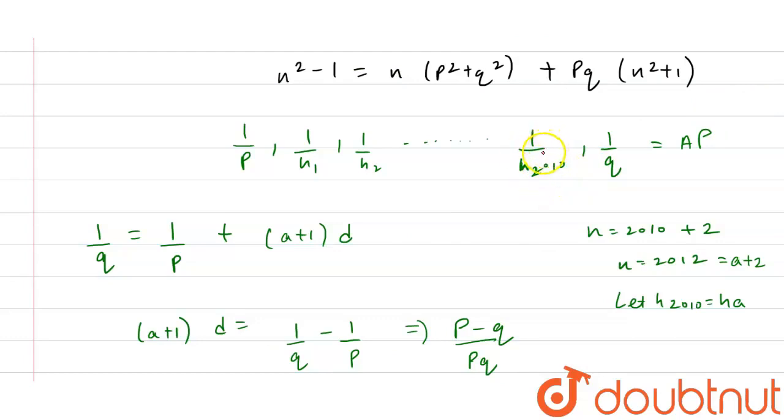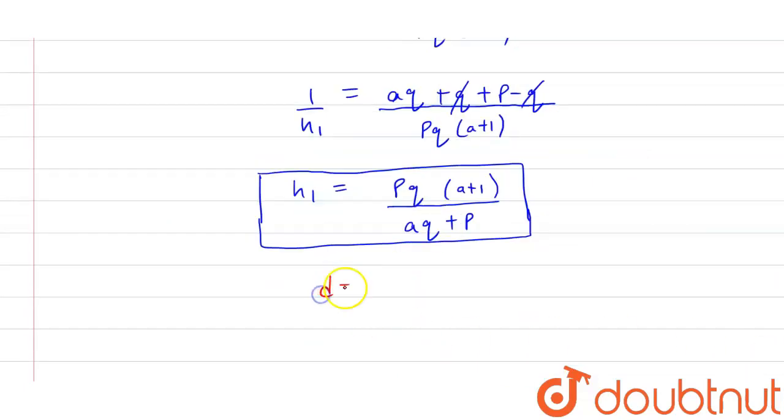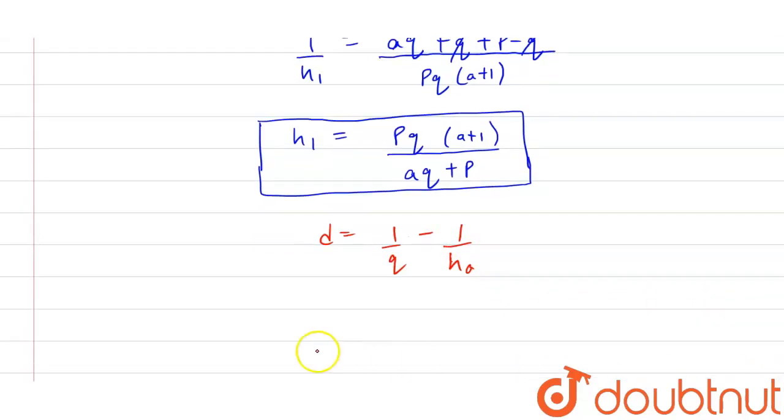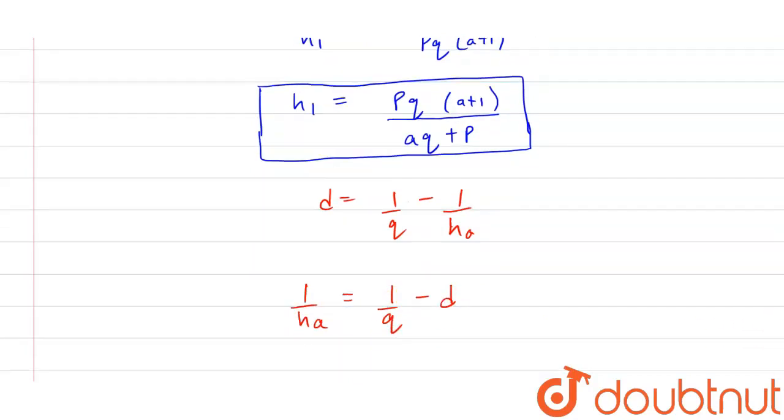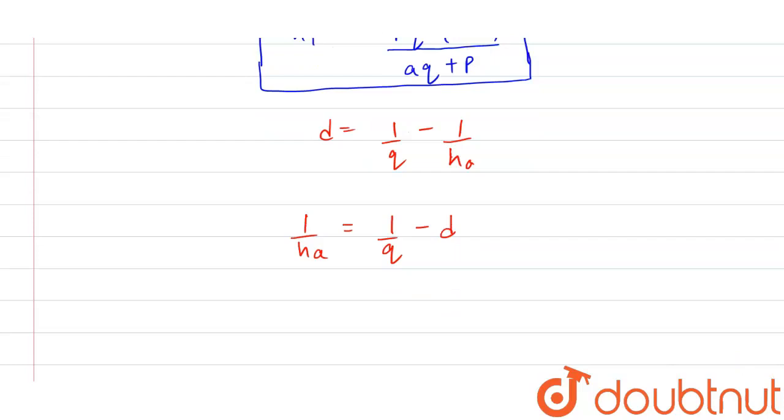So for h of a, d is equal to 1 by q minus 1 by ha, because the common difference is a2 minus a1, where a2 is the second term and a1 is the previous term. Now the value of 1 by ha is equal to 1 by q minus d. This is the value of ha.